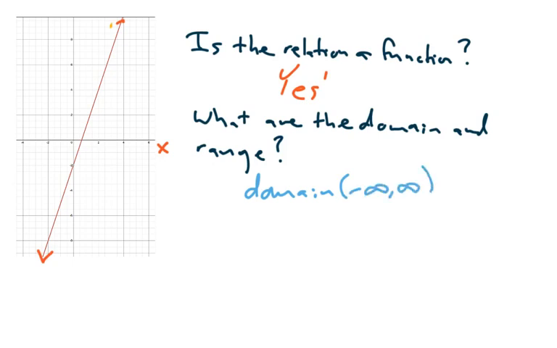The range is the set of all the y coordinates, and on a graph that's in reference to y. And again, this graph goes as far as you can imagine to the bottom, all the way to the top as far as you can imagine. The range is also negative infinity to infinity.